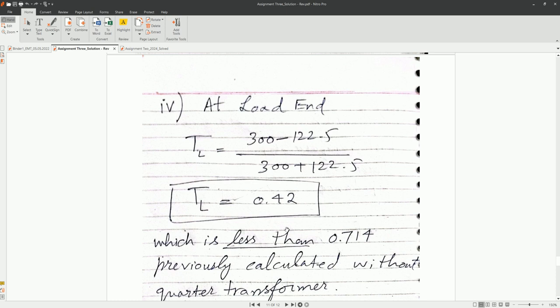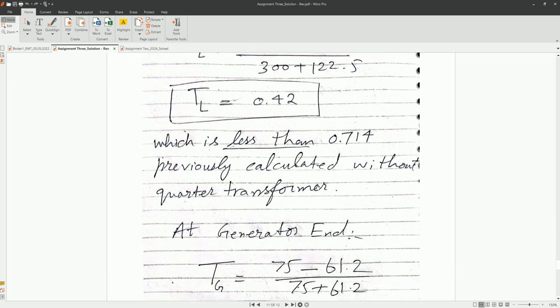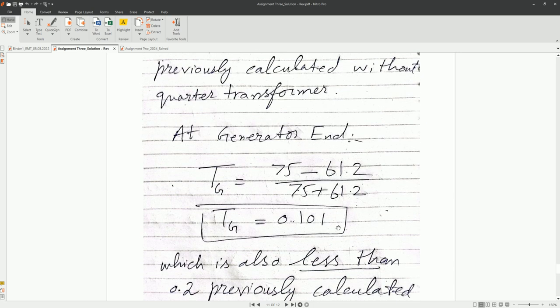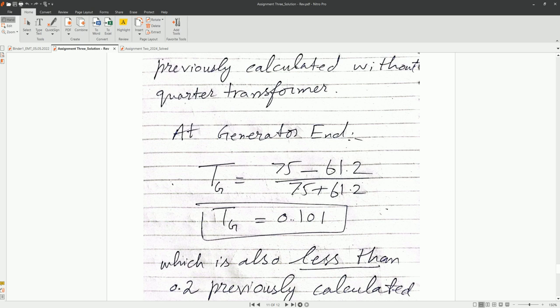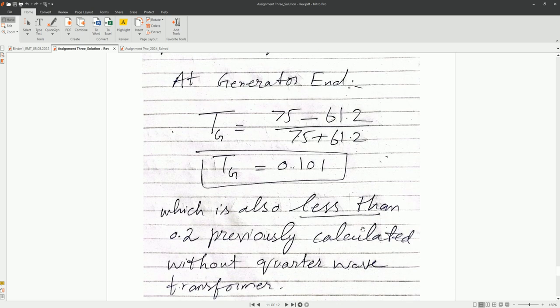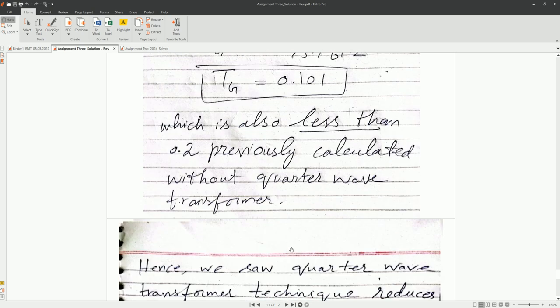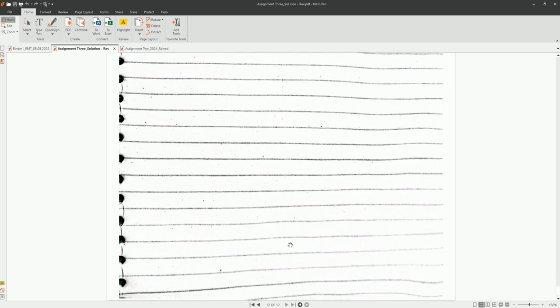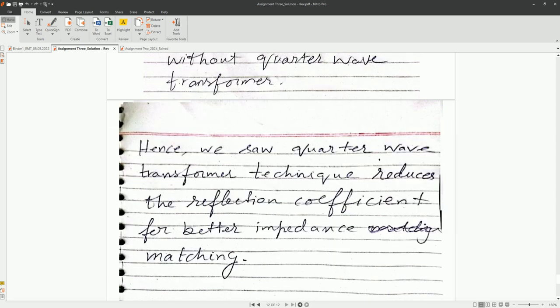Ideally it should be near 0, but this is less than 0.7 previously without the quarter wave transformer. At the generator we will be having 75 minus 61.2 over 75 plus 61.2, which is 0.103, which is also less than 0.2 previously calculated without the quarter wave transformer. So we saw that the quarter wave transformer technique reduces the reflection coefficient for better impedance matching. So this is the conclusion of this assignment. Thank you very much for listening.